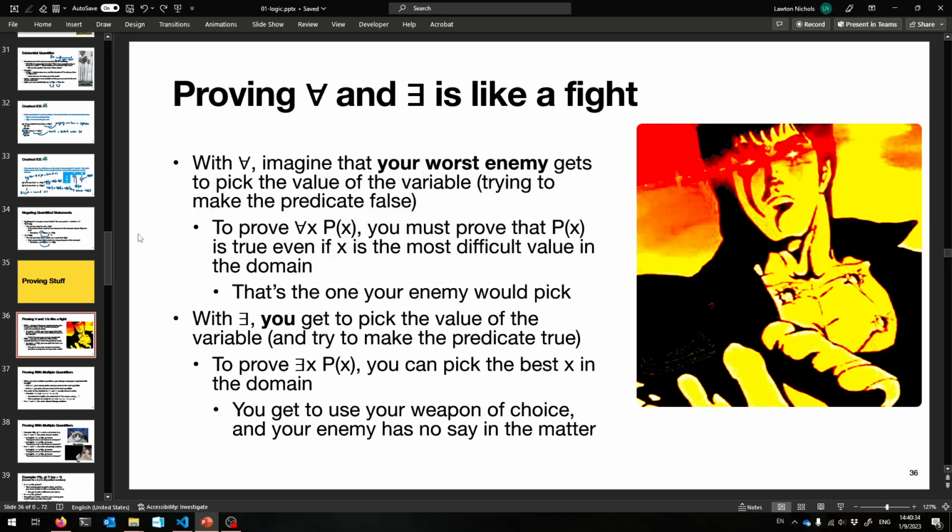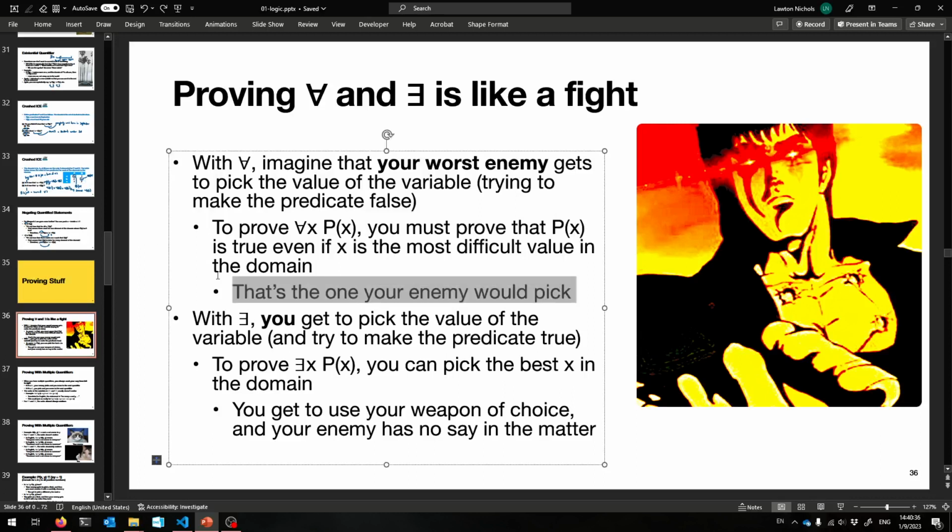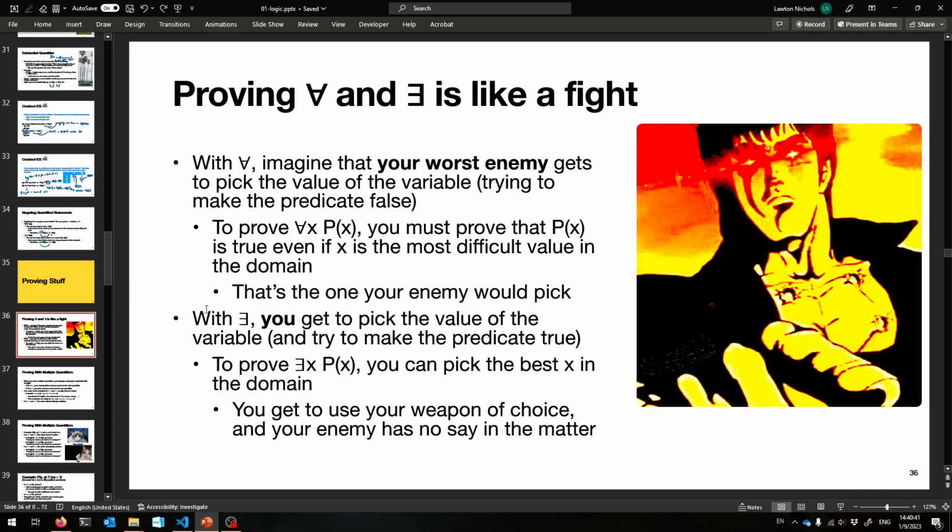Okay, so that's where your mind should jump to, right? Because that's the one your enemy is going to pick. That's the one they're going to throw at you first. Try the hardest thing. So that's how I want you to think about proving for all.